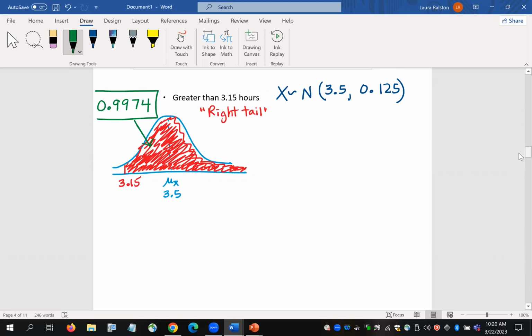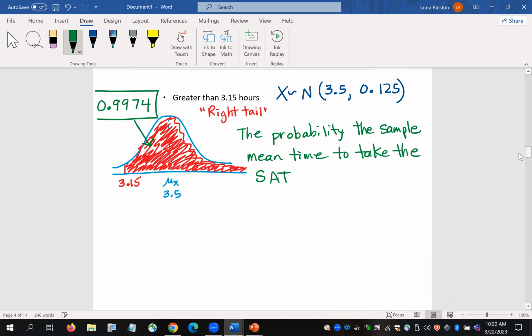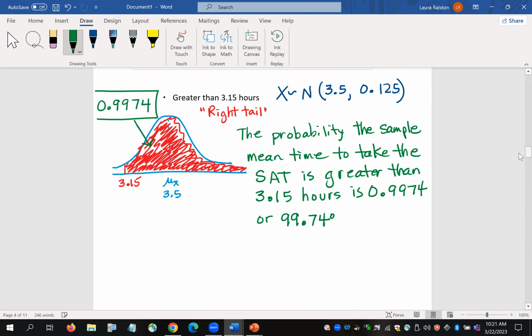Now, again, thinking about what that means: the probability the sample mean time to take the SAT is greater than 3.15 hours is 0.9974, or 99.74%.